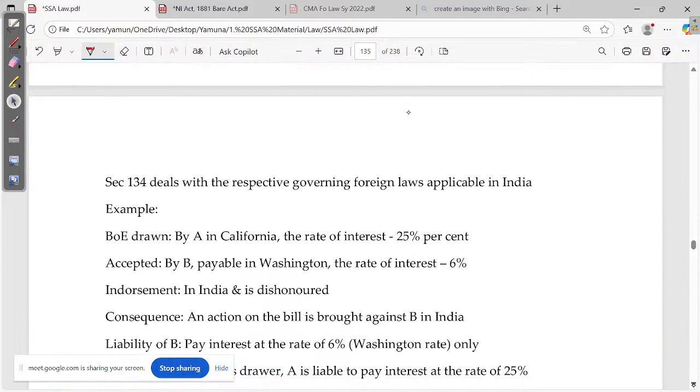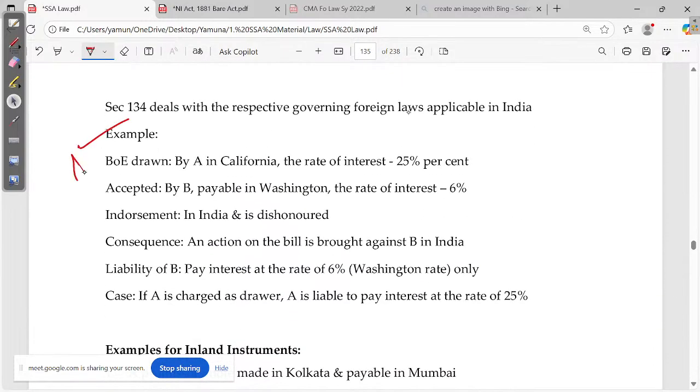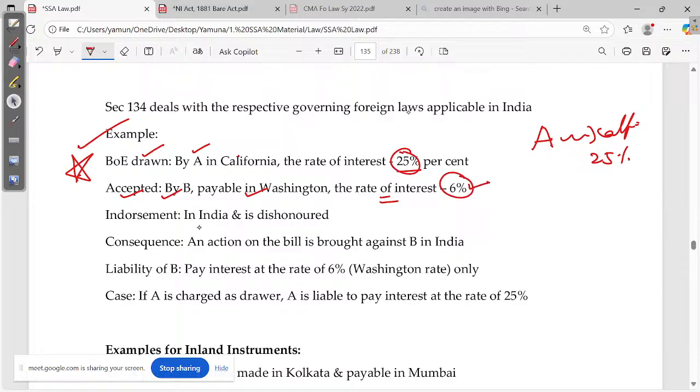I have some examples. I'll go for this example, somewhat an important example, I would say. A bill of exchange is drawn by A in California, and the rate of interest is 25%. A is drawing the bill in California, out of India, with 25% interest on it. It is accepted by B and is payable in Washington, and the rate of interest is 6%. So here it is 25%, here it is 6%. And it is endorsed in India.